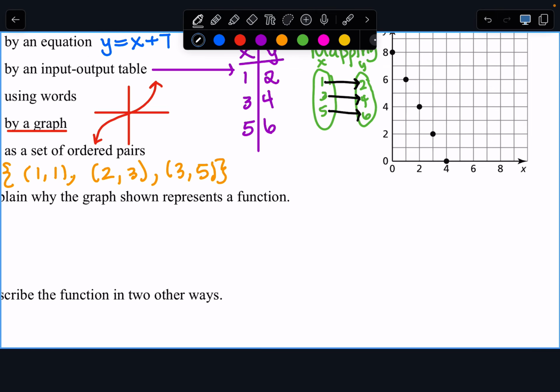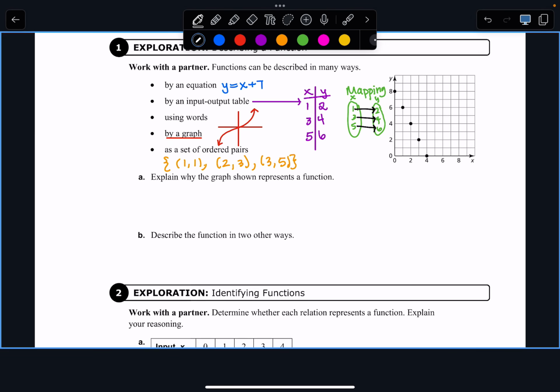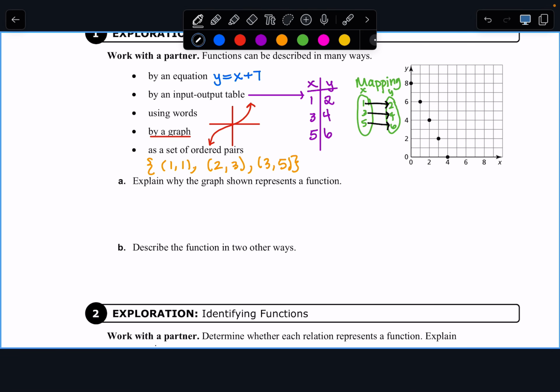In our graph, right here, we have a relation. Let's come down here and let's make it into a list of ordered pairs. Are you ready? Okay. Give me an ordered pair on that graph. How about this one? 0, 8. What's this one? 1, 6. What's this one? 2, 4.